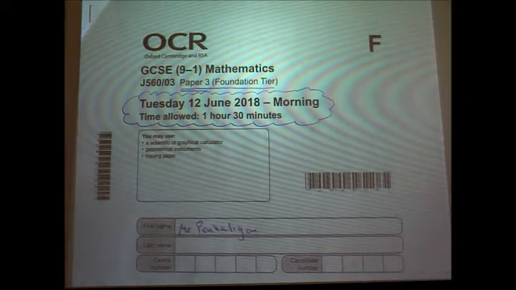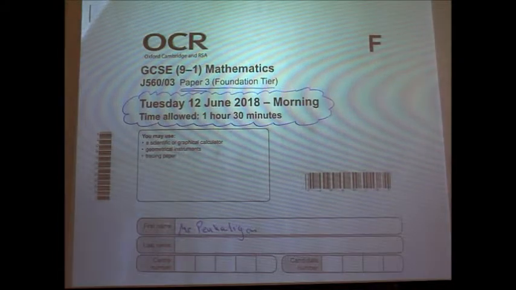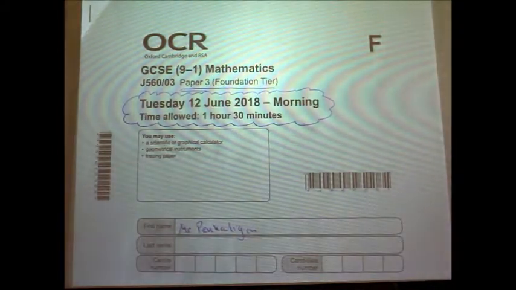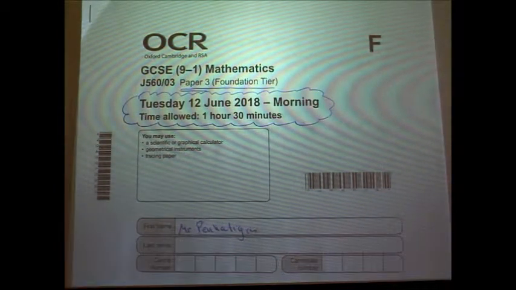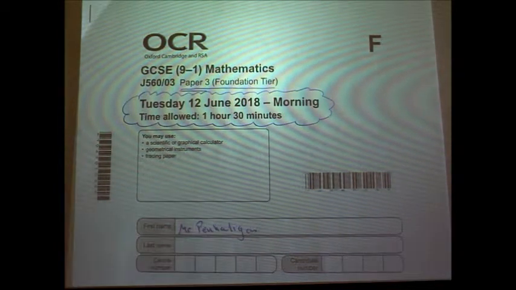Okay, this is the OCR foundation paper. It's from 2018 and it is paper 3, which is one of the calculator papers. I'm going to go through each question and show you how to do the answers and try and explain my workings as I go. Question number 1.